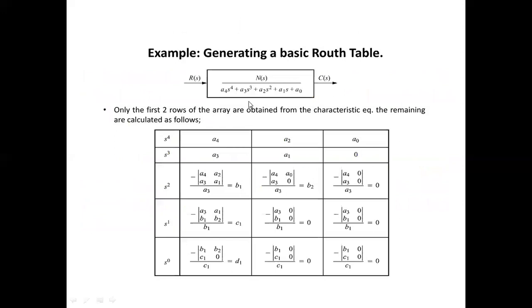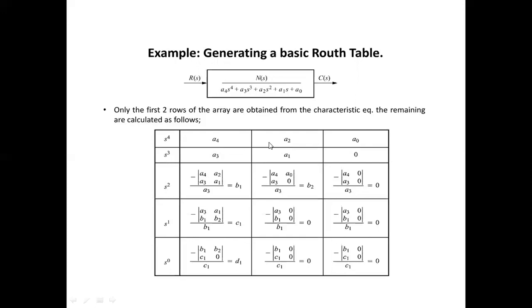So, how to generate a Routh table? This is a characteristic polynomial, a4s^4 + a3s^3 + a2s^2 + a1s + a0 = 0, which we get from the transfer function. This is R(s), C(s), the input and the output. This is a transfer function, and from the characteristic polynomial, we will write first s^4, followed by s^3, s^2, one for each row.